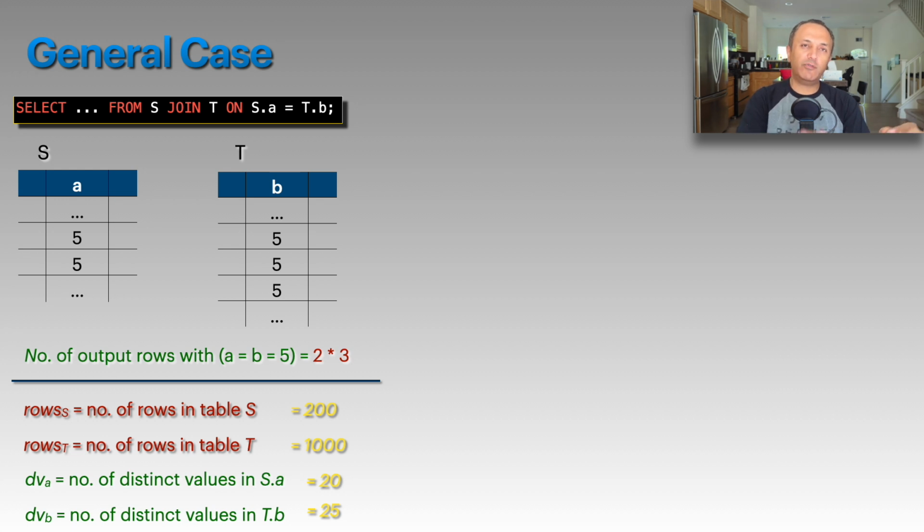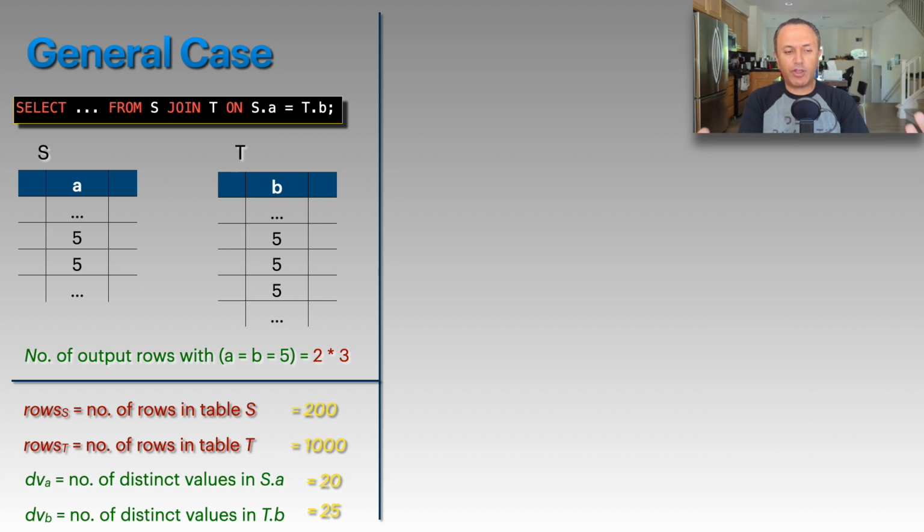How do we get from there to the estimate that we want? Let's see together. Let's try to get how many rows exist on both sides for a given value.